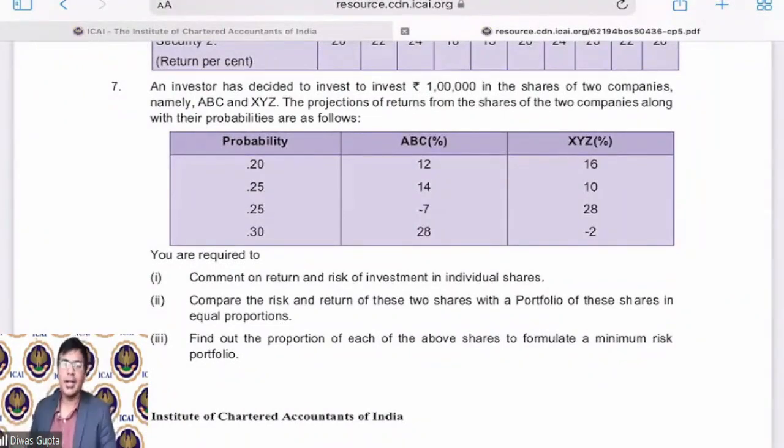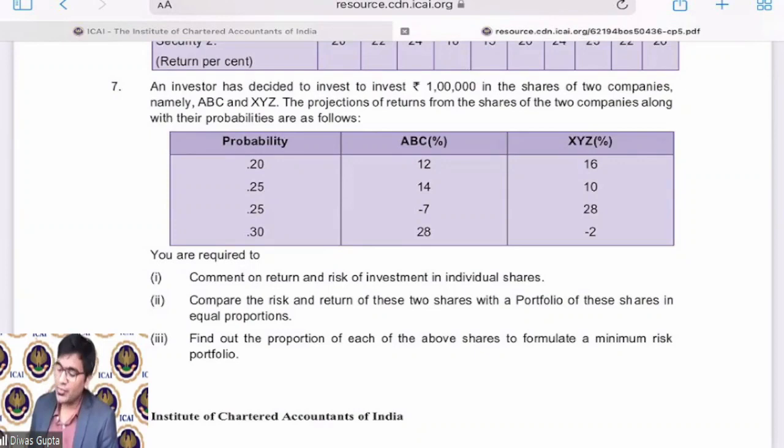Let us just read out this first, and let us just discuss the solution once, because it's just a simple formula application. That's all. Formula is the same that we have seen just now. So it says question number 7 part 3, I'm reading the entire question first. An investor has decided to invest ₹1 lakh in the shares of two companies, namely ABC and XYZ.